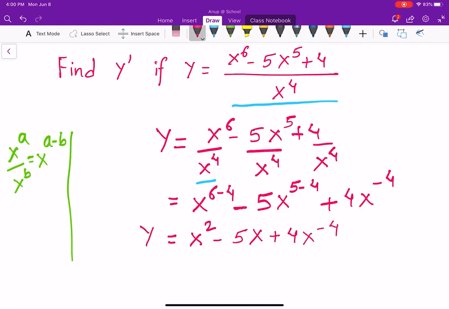So far I have just rewritten the given problem. Now, as some of you may have noticed, I can just use the basic differentiation rules. So let's apply that to find the derivative of this.